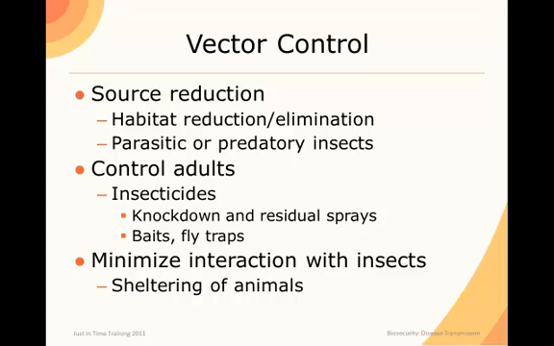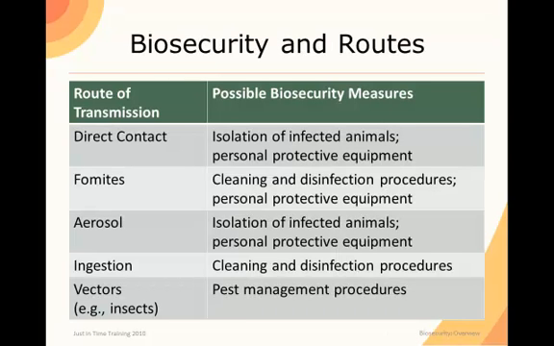Controlling adult insects often involves the use of insecticides, either as a knockdown or a residual treatment. These methods are often less effective compared to habitat reduction methods. Baits and fly traps may aid efforts, but should not be used as the sole method of control. Sheltering animals indoors can minimize the opportunities for insects to interact with animals. This table reviews some of the possible biosecurity measures that may be used to limit transmission of pathogenic agents based on their routes of transmission.